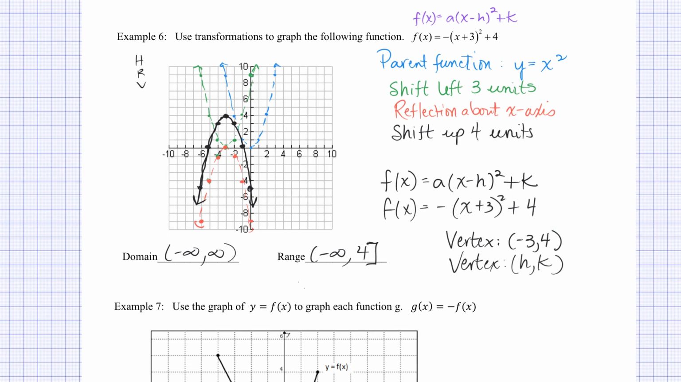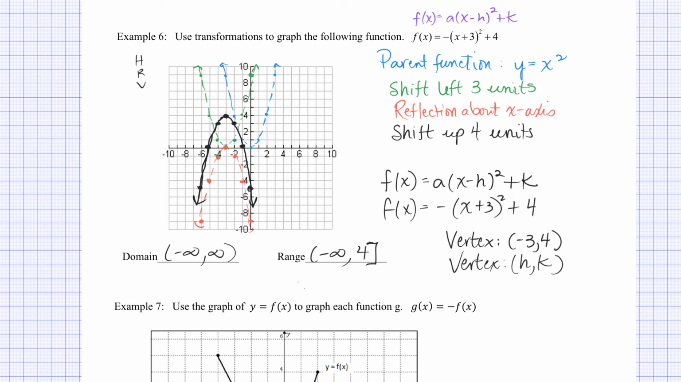Why is it ending up there? Well, in order for me to think about that original point where the vertex was 0, 0, I would need for this to be 0. Well, I need a negative 3, right? So it's going to shift left 3. And then plus 4, it's going to shift up 4. So my vertex is going to end up at negative 3, 4, at (h, k).